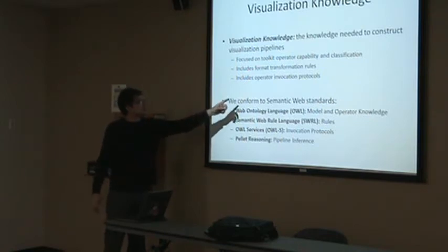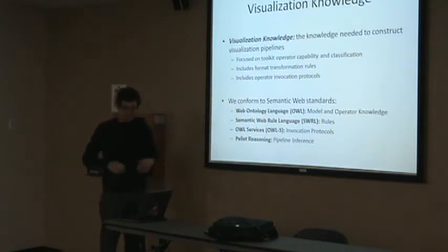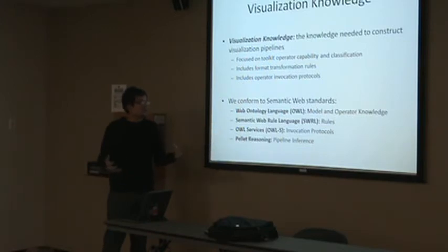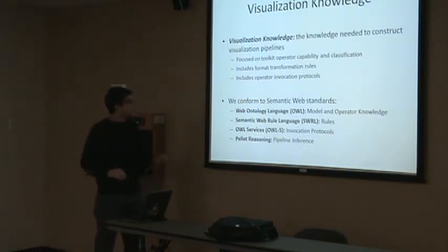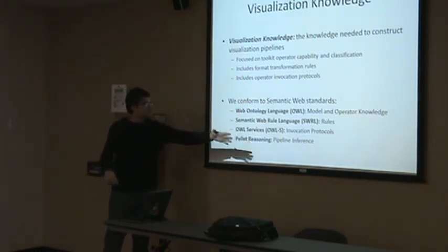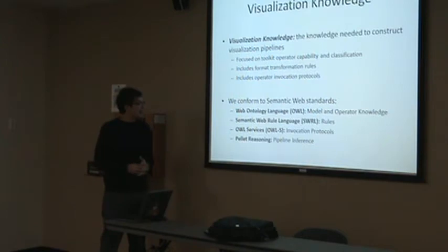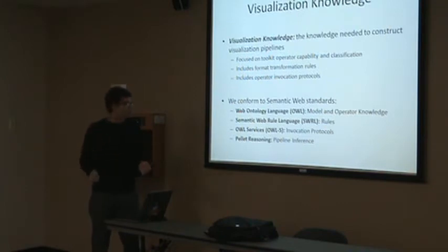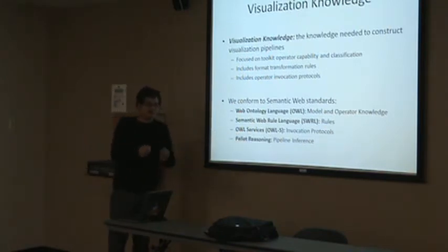Additionally, we've captured the invocation protocol. So does it need to invoke Java code? Is it a web service? We captured all that using semantic web standards. We use the Web Ontology Language, OWL, to encode our visualization model and all the operator knowledge of the different toolkits. We've used SWRL, the Semantic Web Rule Language, to capture the rules, and OWL-S services to describe how to invoke these services. So all the toolkit operators, we publish them as web services, and OWL-S tells us how to invoke them.